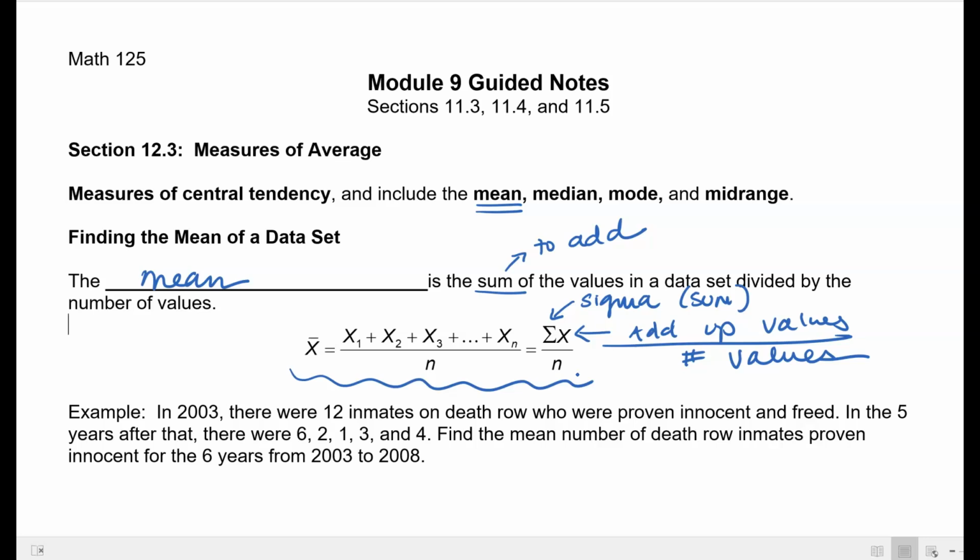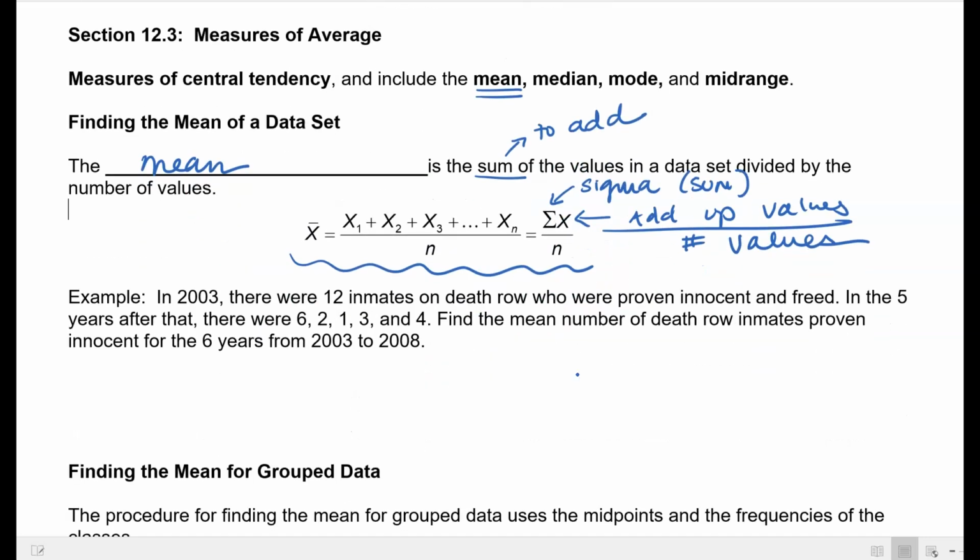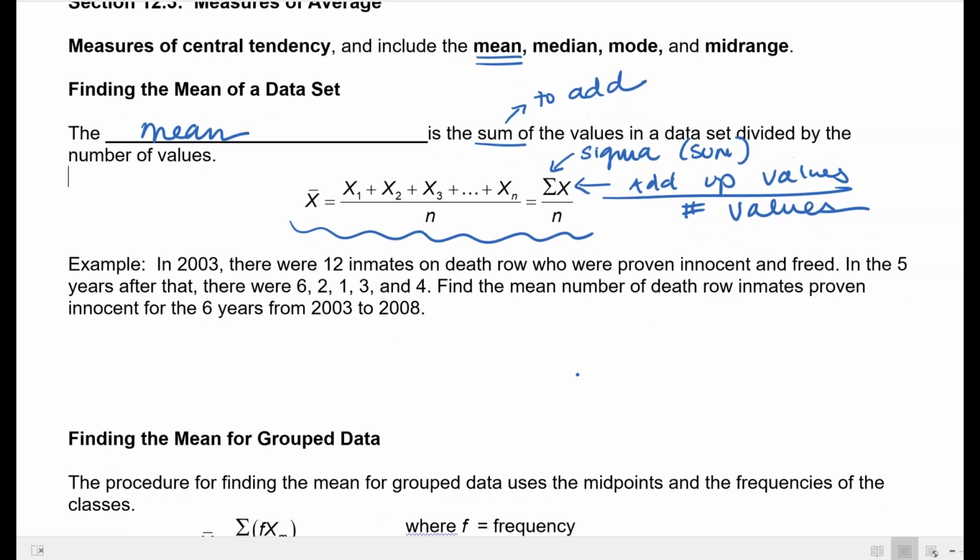So let's look at the first example. In 2003, there were 12 inmates on death row who were proven innocent and freed. And then in the 5 years after that, there were 6, 2, 1, 3, and 4. And we want to find the mean number of death row inmates proven innocent for the 6 years. So we want to use all of those numbers: 12, 6, 2, 1, 3, and 4.